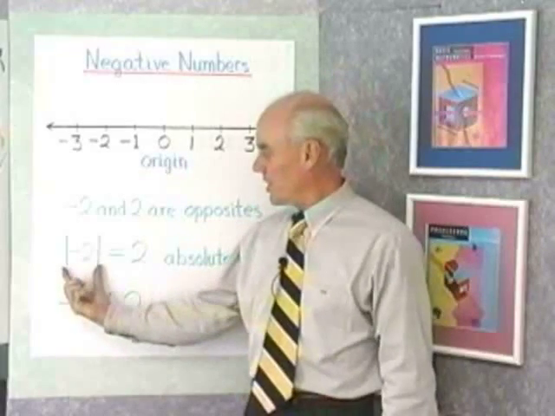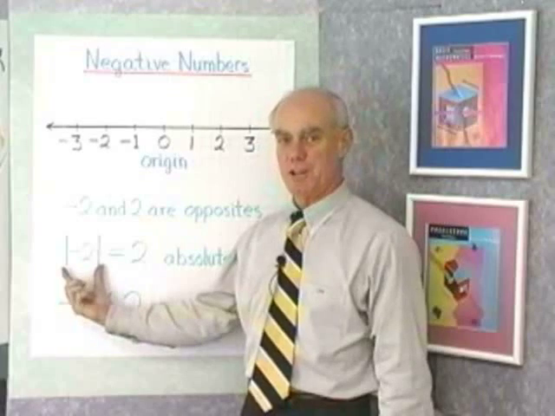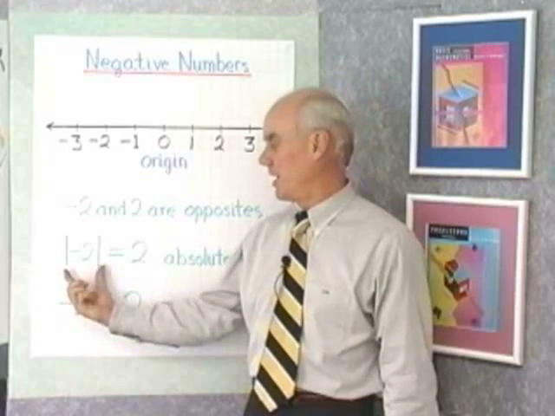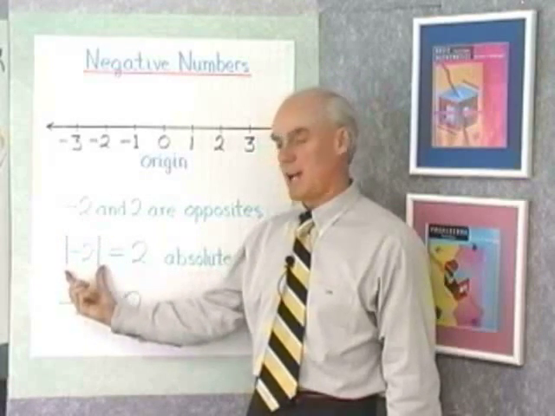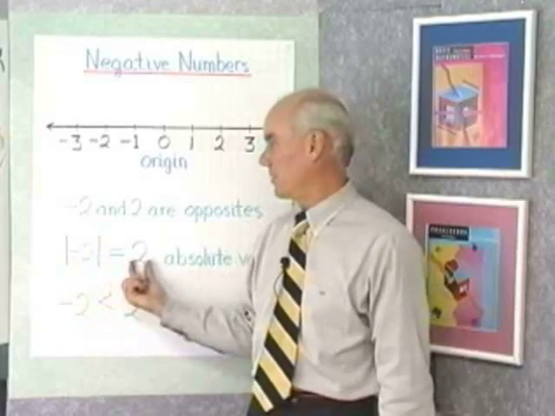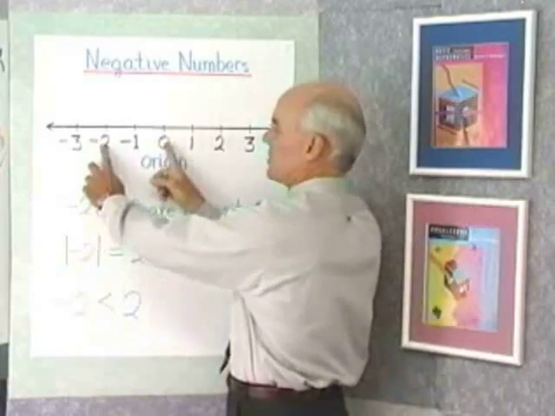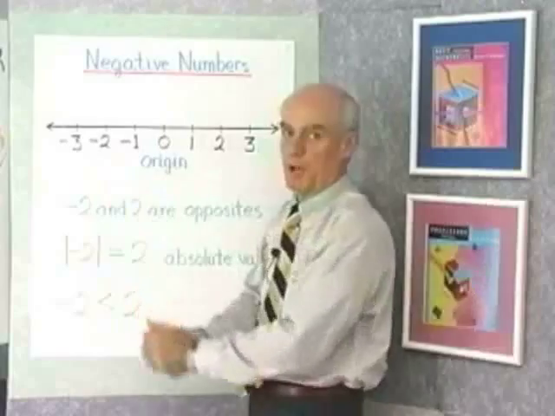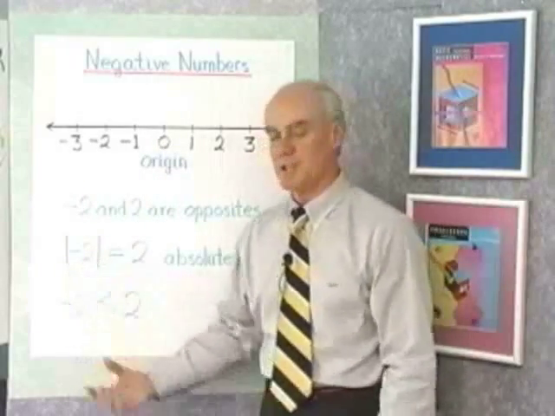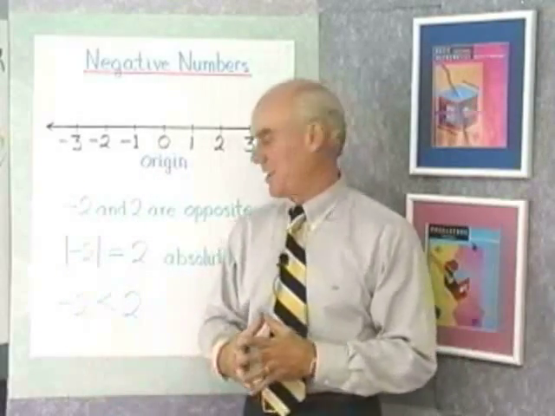We use this notation to stand for simply the distance a number is from 0 on the number line, and it's called absolute value. So the absolute value of -2 is simply 2, because it's the distance between 0 and this number on the number line. So absolute value is the distance a number is from 0 on the number line.